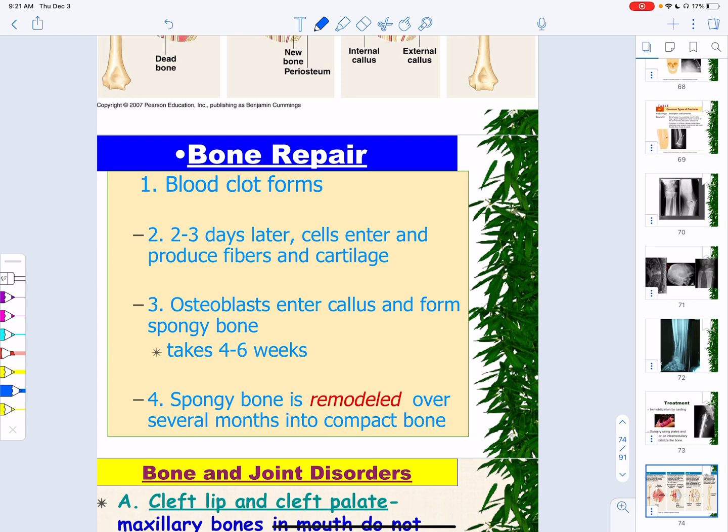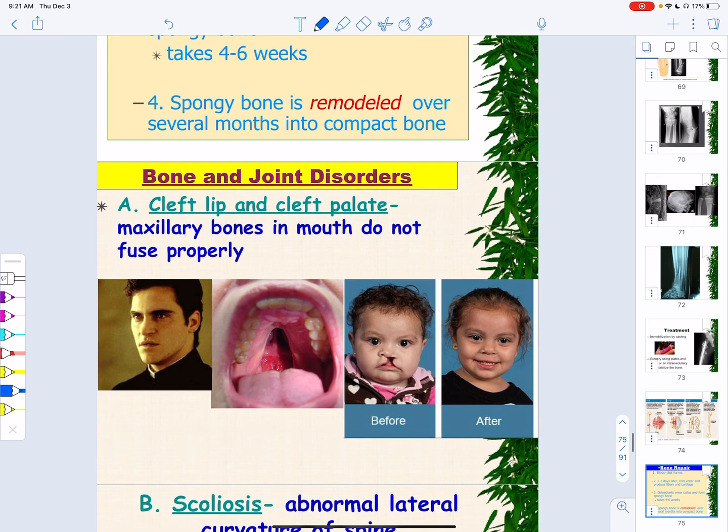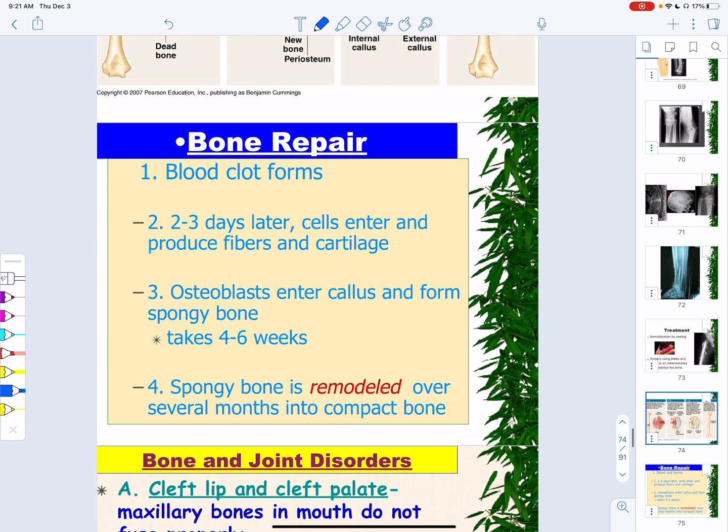All right, I'm going to go ahead and stop this video and start another one in a moment talking about bone and joint disorders. We will start with the cleft lip and cleft palate, but that is going to end the discussion over fractures and bone repair, okay? All right, thank you.